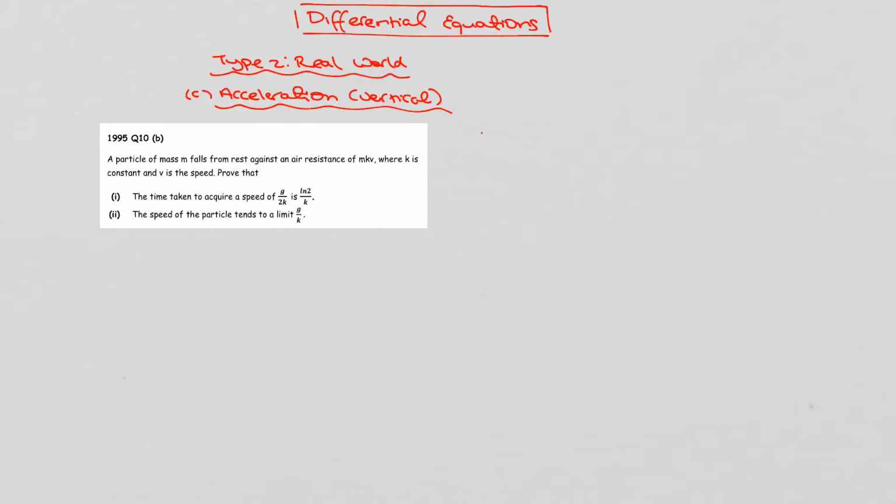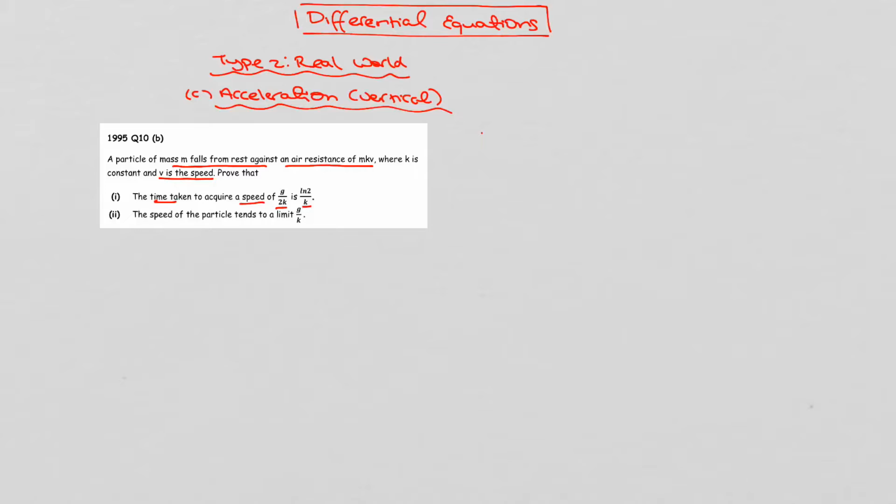Differential equations, type 2, real world, C, acceleration in a vertical direction. In 1995, we have a particle of mass m falling from rest, and it's falling against an air resistance of mkv, where k is constant and v is the speed. And we have to prove that the time taken to acquire a speed of g over 2k is given by natural log of 2 over k. Okay, so again, let's have a look at what's happening here.